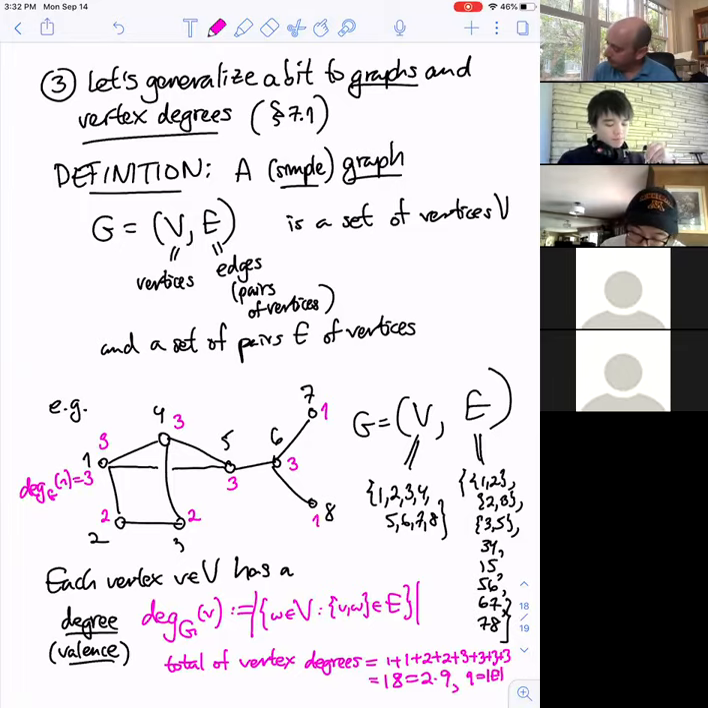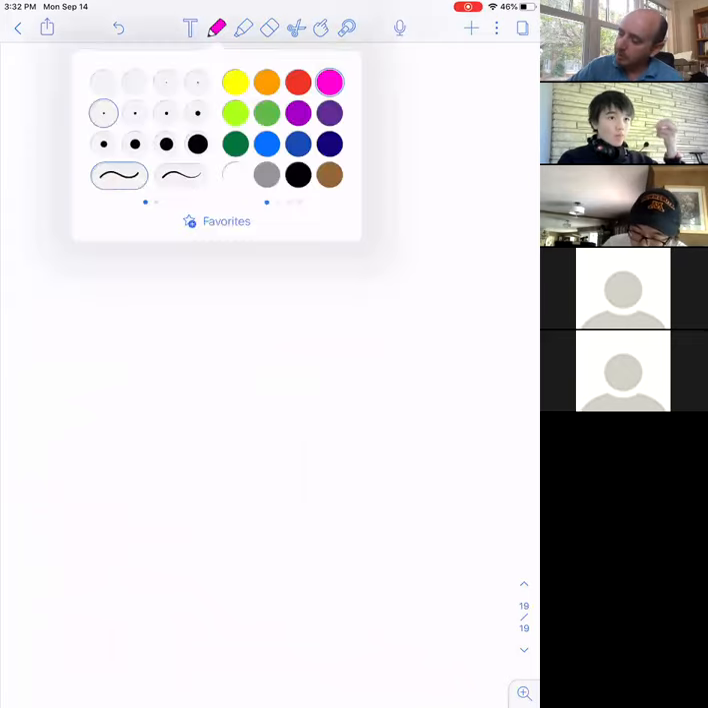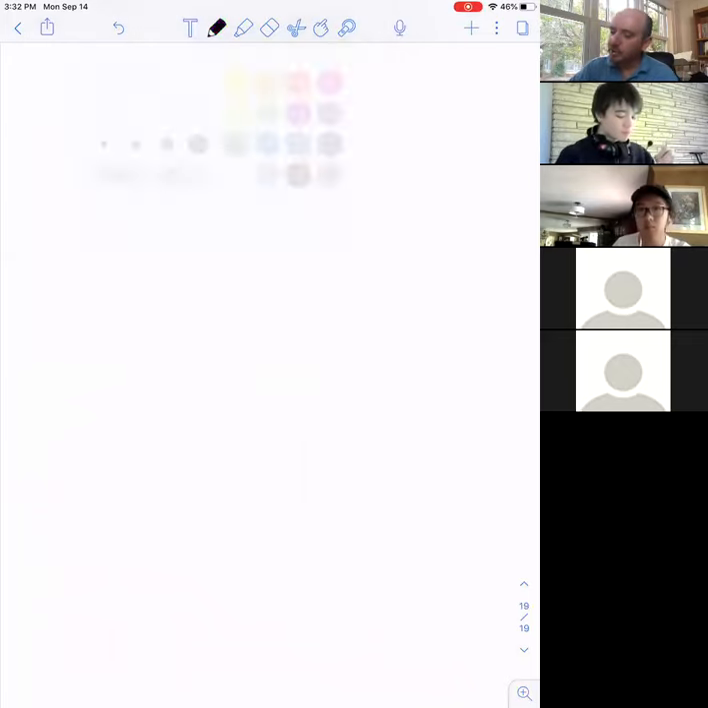Okay, so let's understand why that's true. This is something you'll find in the book. This is proposition 7.1.2, in that section 7.1 that starts talking about vertex degrees.